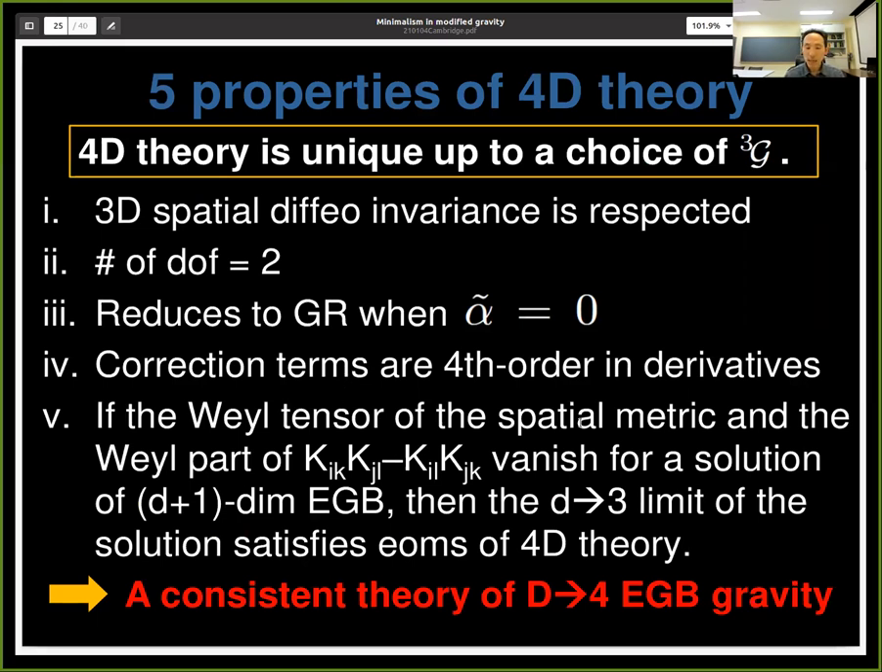And also, under certain conditions, the solutions in higher dimensional Einstein-Gauss-Bonnet theory reduce to some solution of this theory in the D to four limit. Okay. So because of these five conditions, I think it's proper to call this theory the D to four Einstein-Gauss-Bonnet theory, and this is a consistent theory of D to four Einstein-Gauss-Bonnet gravity.